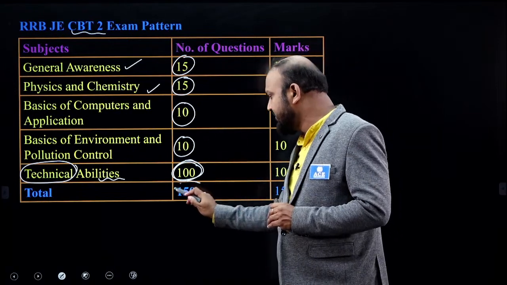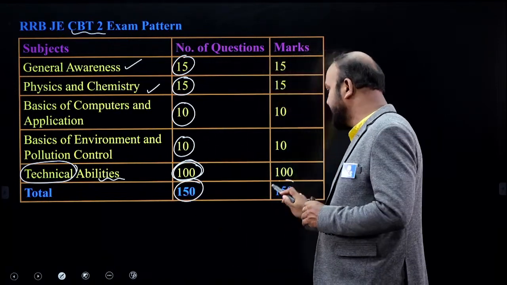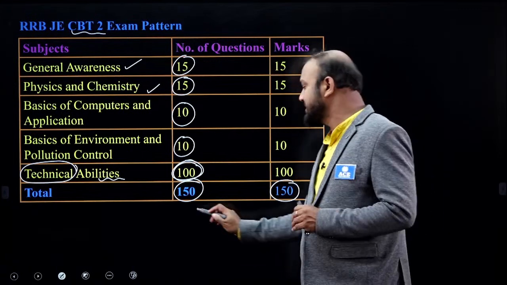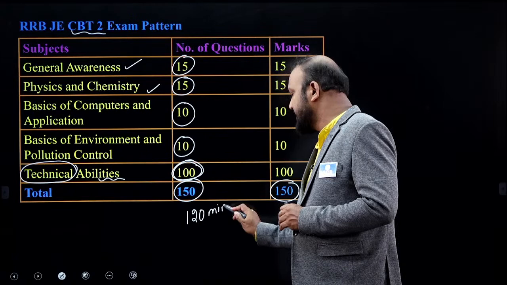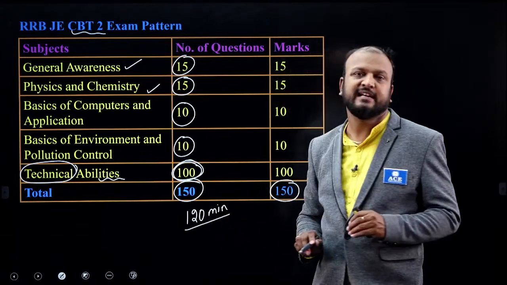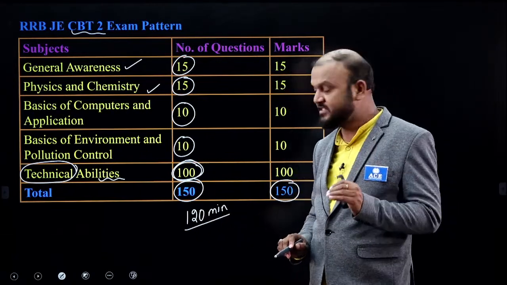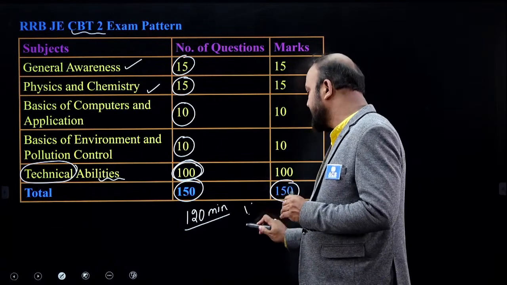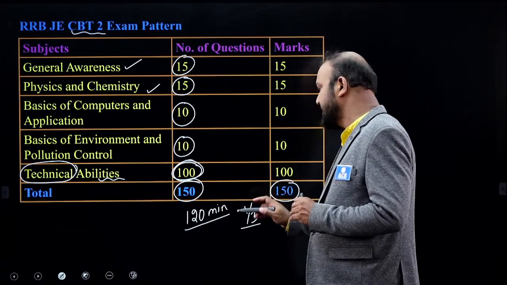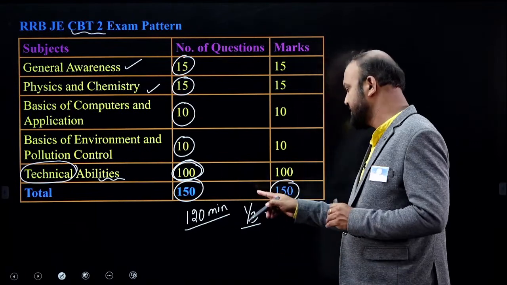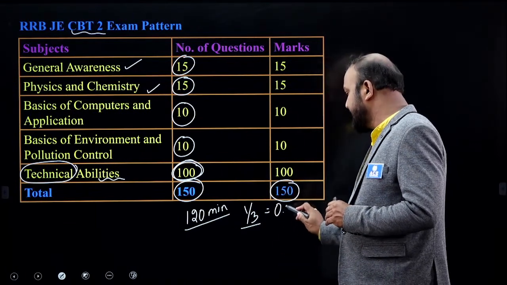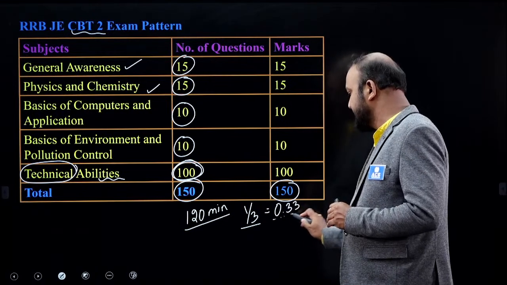So totally 150 questions, 150 marks. As you know, there will be a 120-minute exam, and for physically handicapped candidates, it will be 160 minutes. And there is a negative marking of 1/3 for each question, because all are 1-mark questions, 150 questions, 150 marks, and negative marking of 0.33.